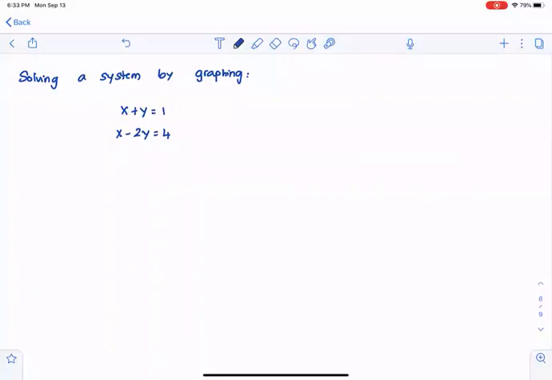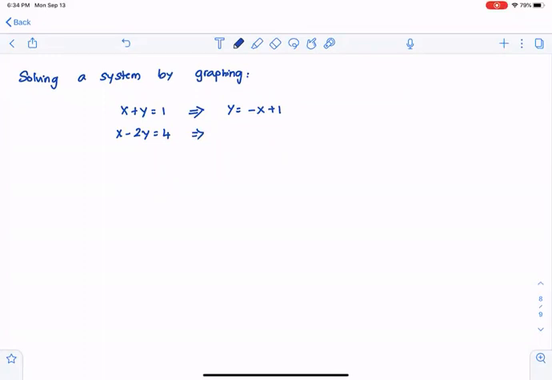So here we have a system of equations. I have x plus y equals 1, x minus 2y equals 4. If we have to use the calculator, the very first step would be to rewrite in slope-intercept form. So I am going to keep y on the left-hand side and move x to the right-hand side. So positive x would now become negative x, giving us y equals negative x plus 1.